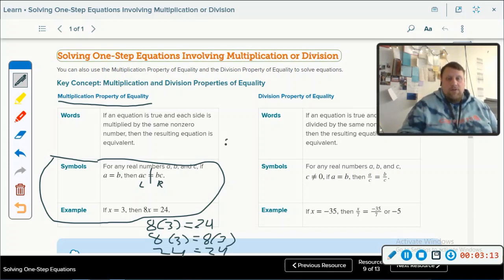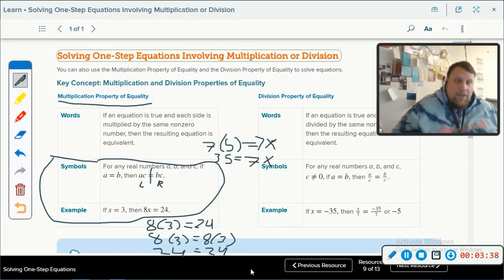I could start off with 5 equals 5. Or how about 5 equals x? And then I'm going to multiply this side times 7. What's the rule? What I do to one side, I got to do the other. So I'm going to multiply this side times 7. And I get 7 times 5 is 35. So I know that 35 equals 7x. Okay? So that is an application of the multiplication property of equality.